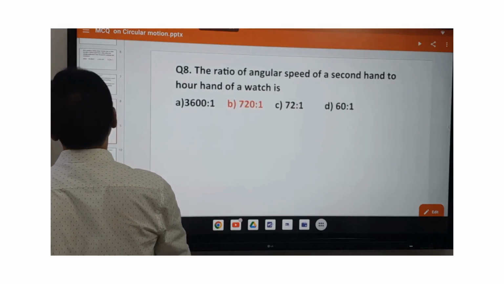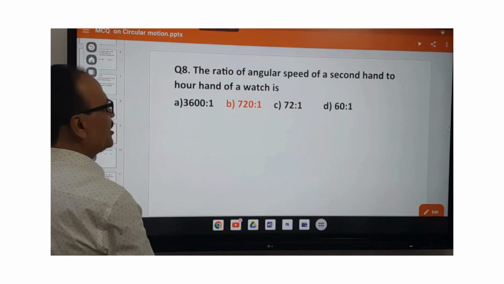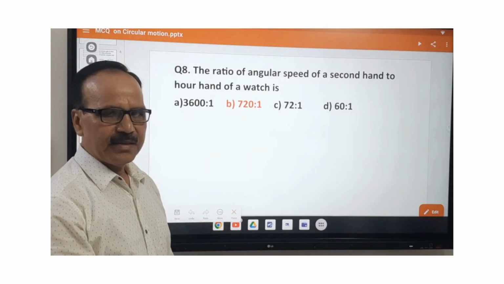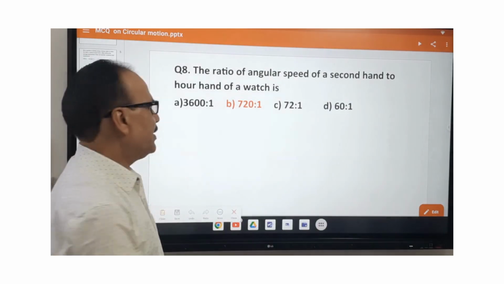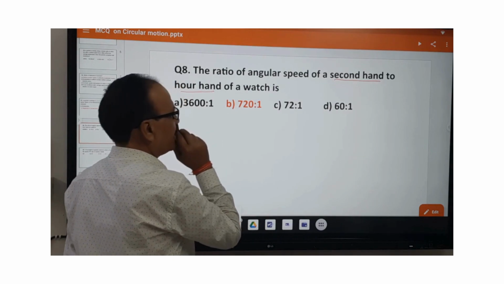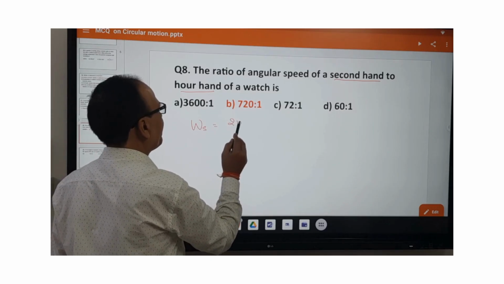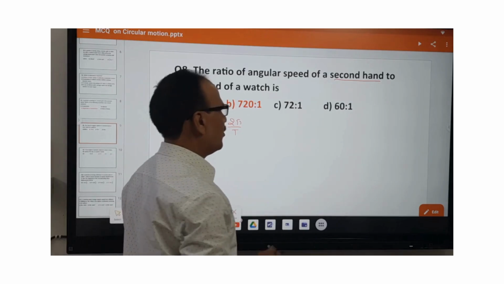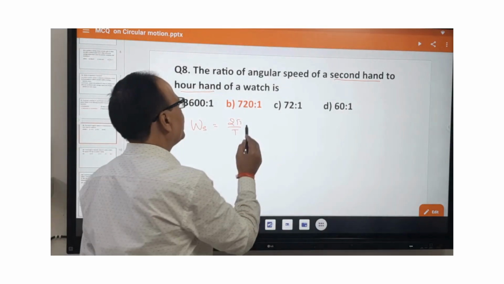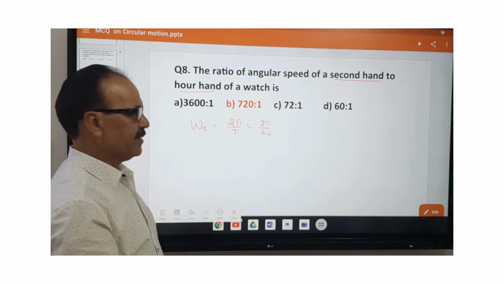Next, question number 8. The ratio of angular speed of a second hand to hour hand of a watch is... angular speed. You know the formula for angular speed for second hand and hour hand. So omega, angular speed for the second hand, is equal to 2 pi upon T. The second hand of a watch takes 60 seconds to complete one revolution. Therefore, 2 pi upon 60 is the angular speed of the second hand.